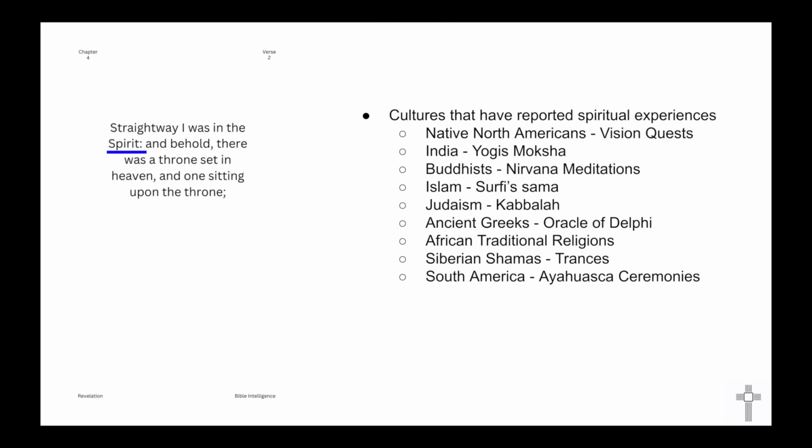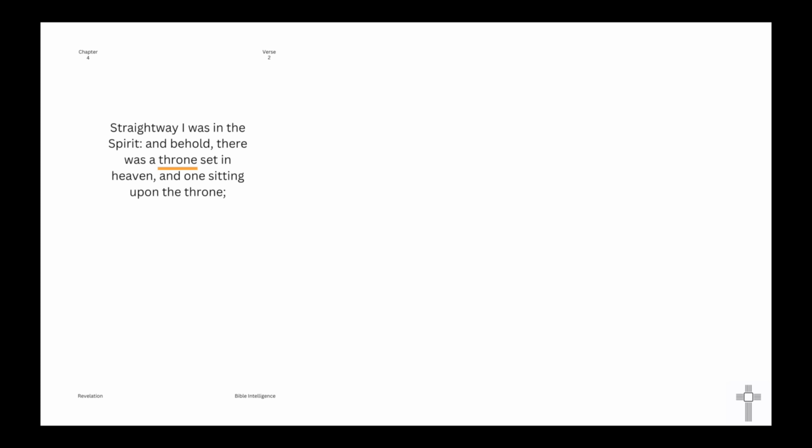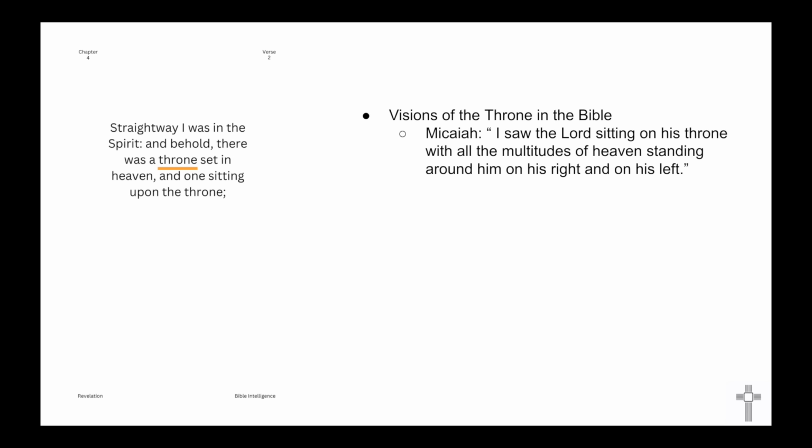What is John seeing? And he says, "And behold, there was a throne set in heaven and one sitting upon the throne." Now, this is not unique to Revelations. There are visions of the throne in the Bible. And the very first instance is we see it with regards to this prophet called Micaiah. He says, "I saw the Lord sitting on his throne with all the multitudes of heaven standing around him on his right and on his left."